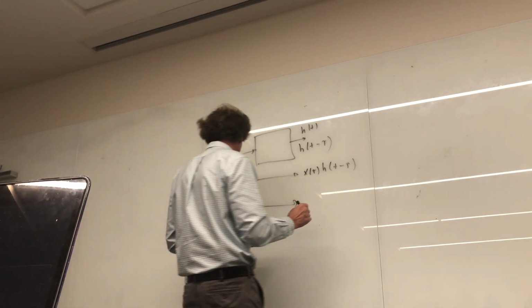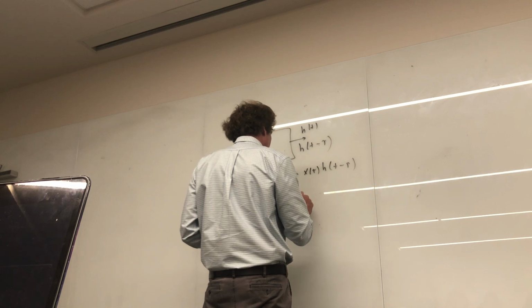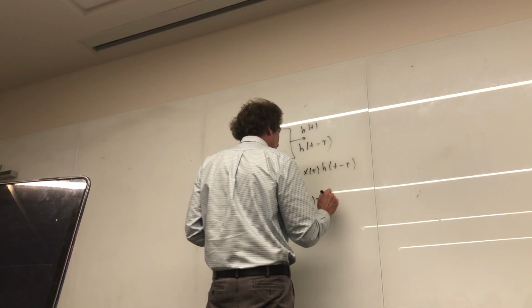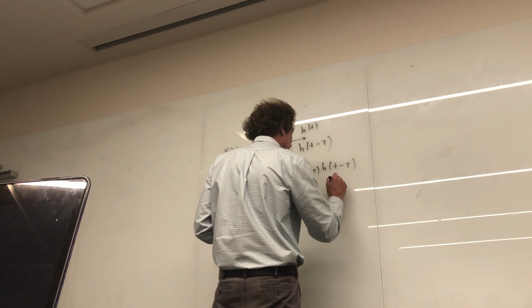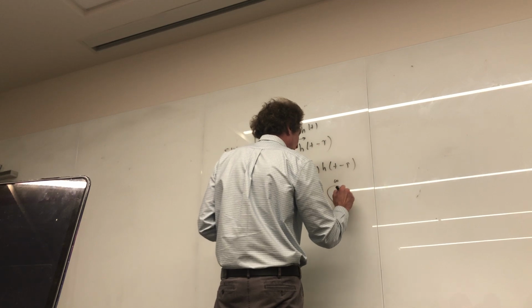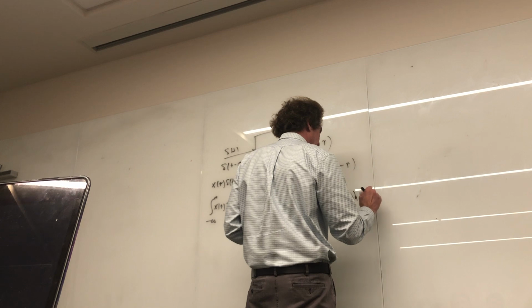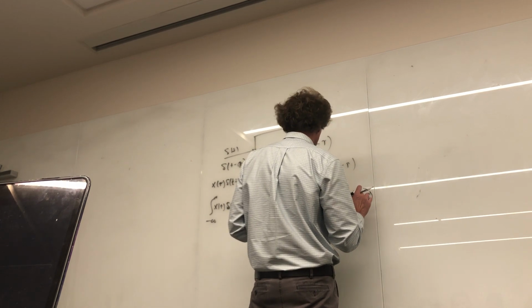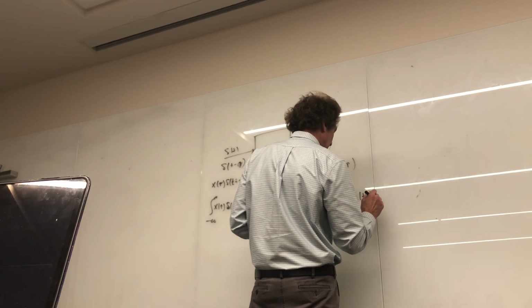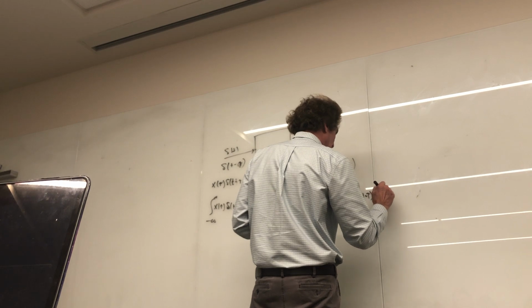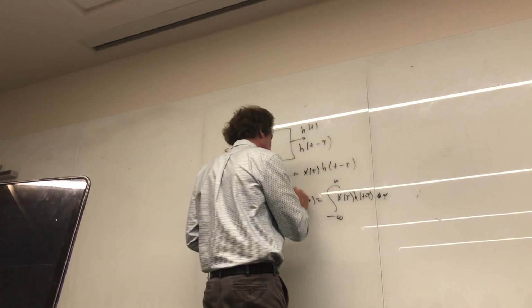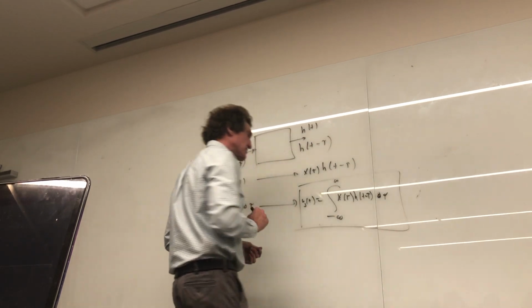That means on the output, my output here, and now I'm going to call it y of t, would be equal to simply the integral from minus infinity to infinity of x of tau times h of t minus tau, d tau. And this is the definition of convolution right there.